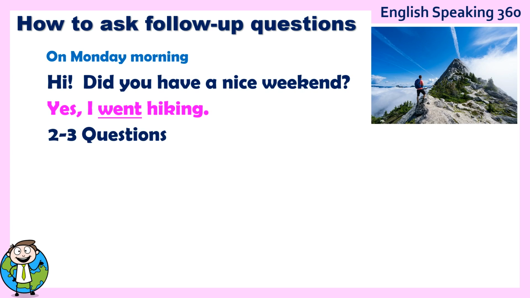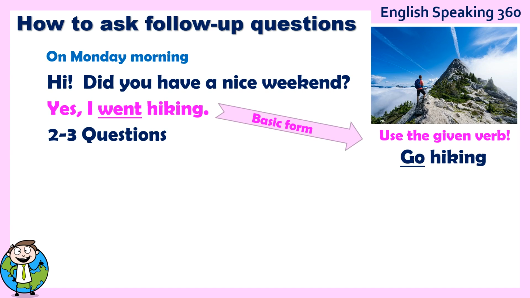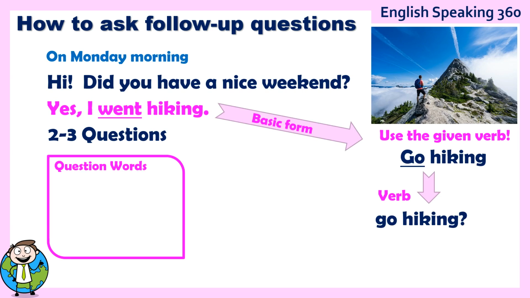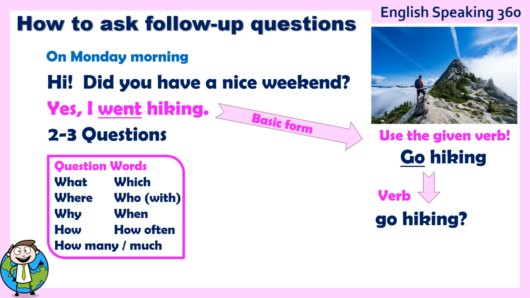Okay? You got it? Now, how do we make questions? You have to use the given verb to make easy questions. But you must use the basic form. So in this case, the given verb is went hiking. But the basic form is go hiking. So we are going to use go hiking. So we put it right here, go hiking, and it is the verb. It is the action.